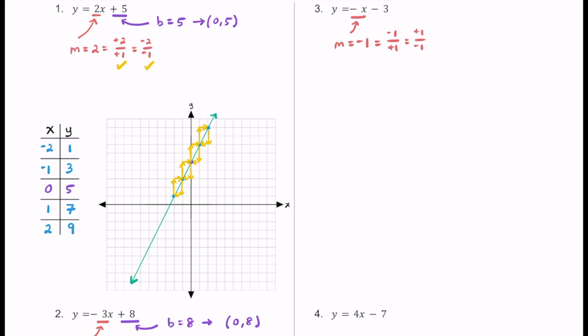Okay. Moving on to this -3. This -3 just lets us know that our b value is -3, or our y-intercept is -3. So we know there's a point of 0, -3 on the graph. Okay, so now that we have our slope, which is -1, and we know our y-intercept equals -3, we can go ahead and make a table and a graph together.